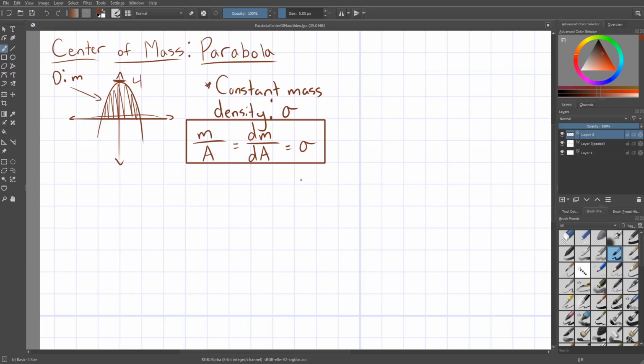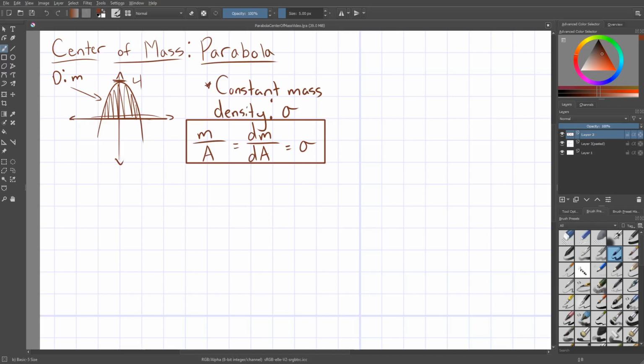Now, the goal of the problem is to find the center of mass. Well, I suppose let's start by claiming that the best way to find the center of mass is to find it in two directions. First, along the x-axis, and second, along the y-axis. With those two points, right, you can determine the location of the center of mass.